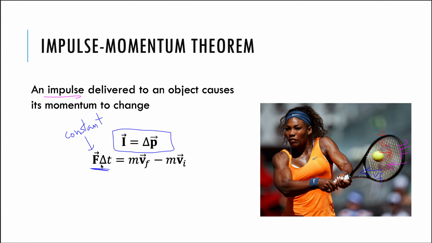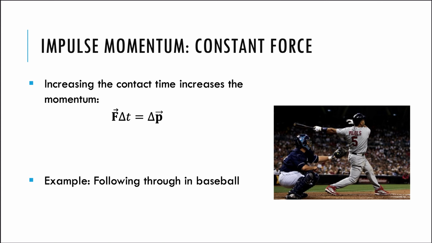Whenever you see this delta t here, you want to think of this delta t as a contact time. It's usually a very short time. It's the time during which the force is acting on your object. We're going to do some examples in the next video, but I just want to look at a few conceptual things before we end here. So we're going to look at two cases. The first case is one where we have a constant force. When we have a constant force, then increasing that contact time is going to increase the momentum.